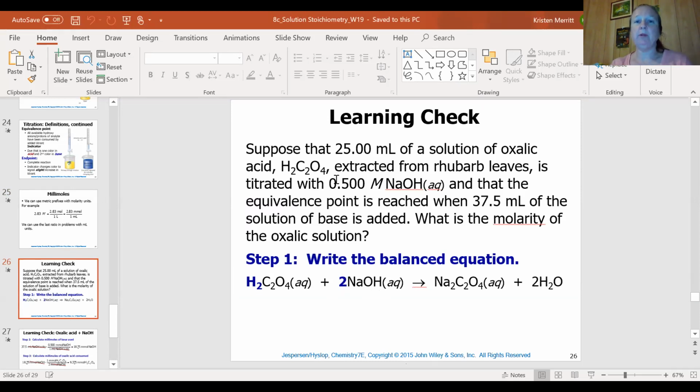It's titrated with, there's the concentration of your titrant, your base in your burette. There's the volume that you used. You wrote down your beginning volume, you wrote down your end. The end minus the beginning equaled 37.5 mL. So what's the molarity of your acid? What's the concentration of your acid? So there's the equation and we're going to solve it. Let's go to the whiteboard.